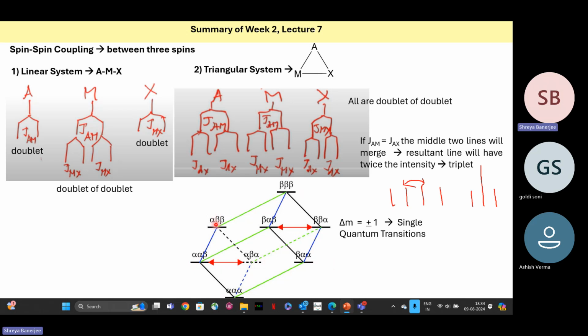And the other is that when two are beta and one is alpha, and here also there are three degenerate energy levels. In this, the delta m is plus minus 1 rule is constant. So using that, again, you can find out which are the allowed transitions. So here there are 12 allowed transitions. You can see the green lines, they are allowed transitions. The blue lines are also allowed transitions. And finally, the black lines are also allowed transitions. So in this case, there are 12 allowed transitions.